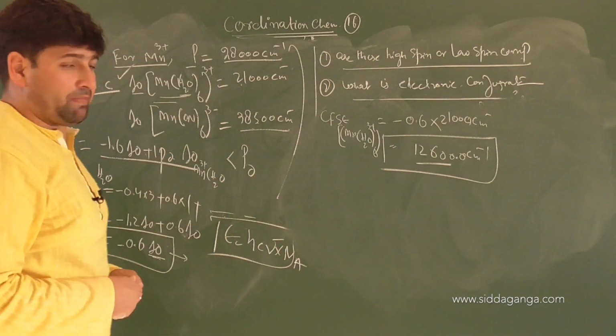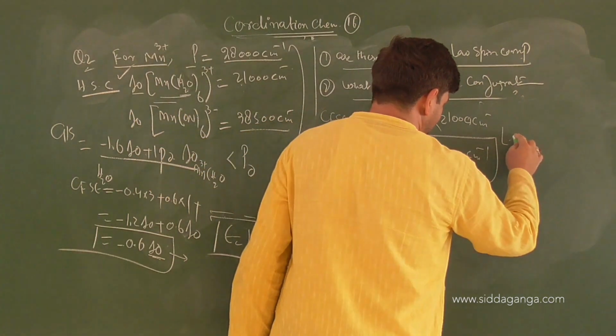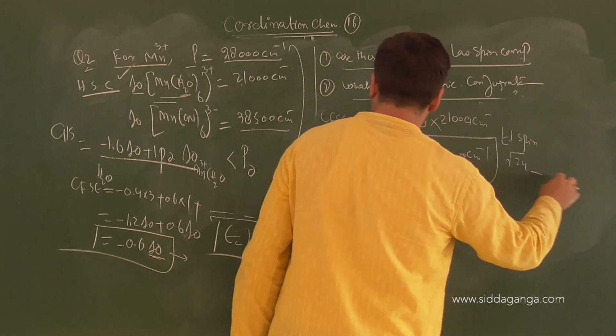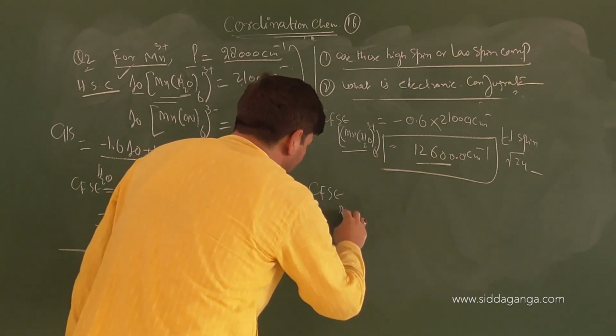Is this high spin or low spin? This is a high spin complex. Magnetic moment is root 24, right? What about CFSE for Mn(CN)6 3-?